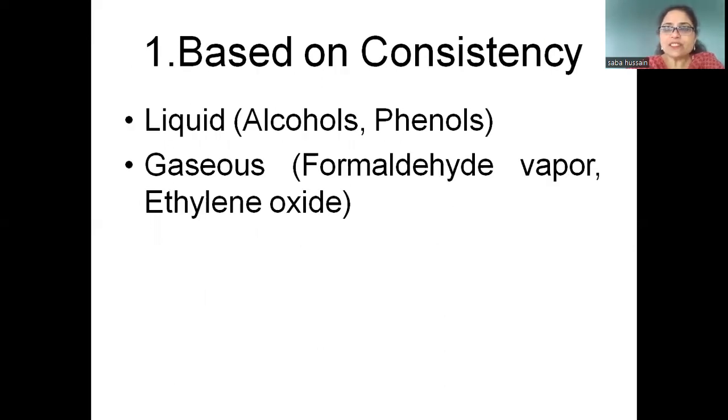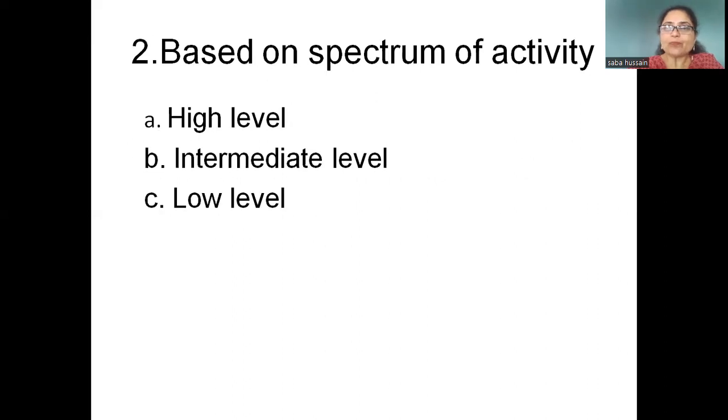So coming to consistency, disinfectants have to spread and be wettable, so they can be in liquid state or in gaseous state. Examples of liquid state are alcohols and phenols, and examples of gaseous state are formaldehyde vapor and ethylene oxide.